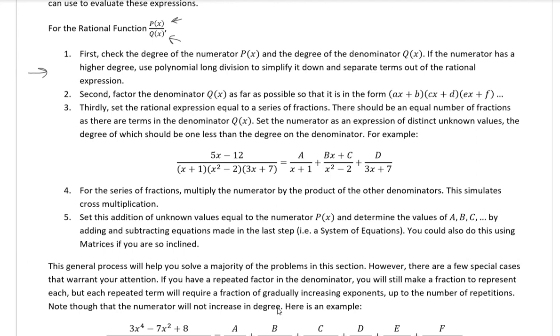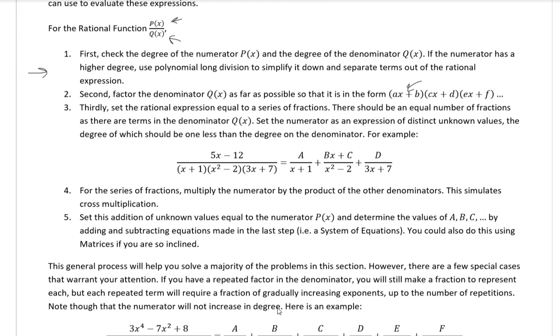Second, what you want to do then, after you've done long division, is factor out q. You want to make it as simple as you can typically. You're usually looking for individual pieces like ax plus b, cx plus d, ex plus f, etc. You're looking for pretty small pieces. Sometimes you might not be able to get to that, but hopefully we can solve those fractions if necessary.